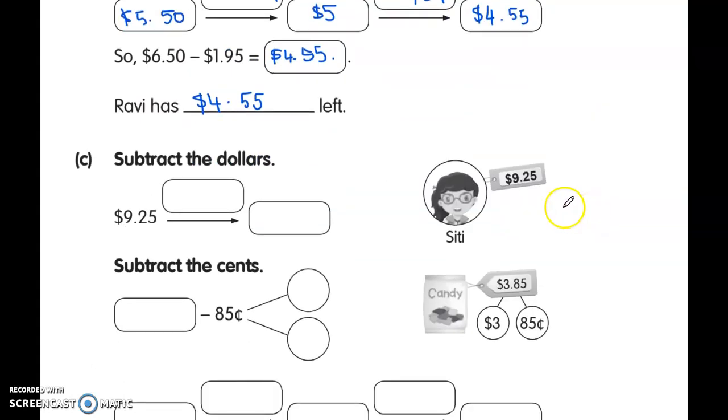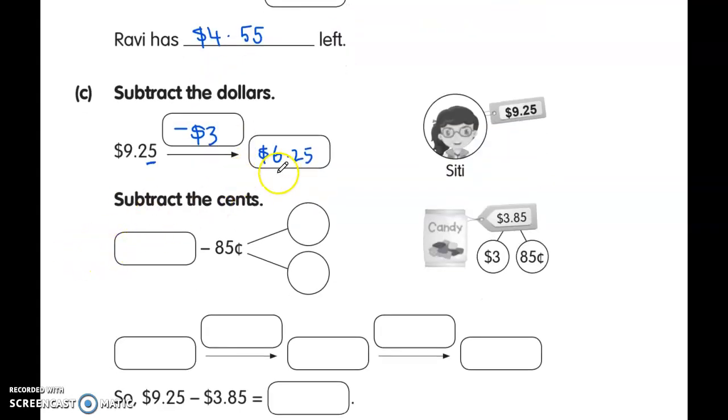Subtract the dollars. So again, Siti bought a pack of candies for $3.85. So first subtract the dollars. So what is the dollars? $3, right? So $9 minus $3, you should get $6.25. Okay, because we never touched the 25 cents here. So now let's transfer this down to this part. So $6.25 minus 85 cents. So now we're going to use number bond again. So children, same thing, 25 cents over here, right? So we try to get rid of the 25 cents first.